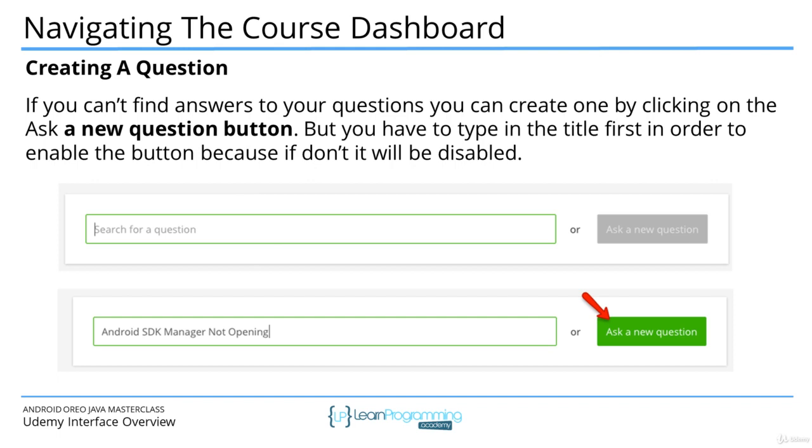Now, creating a question. If you can't find answers to your questions, you can create one by clicking on the Ask a New Question button. In the past, you had to type in the title first in order to enable the Ask a New Question button. I think that's now fixed, but if you find that it's disabled, type something in the box first and the question box should be enabled.